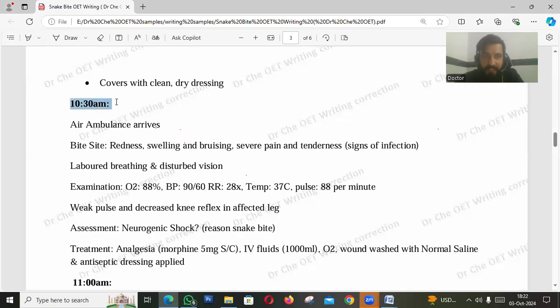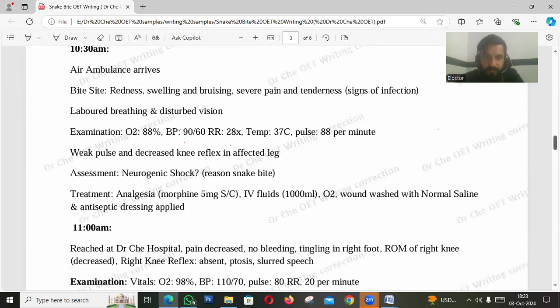Okay, at 10:30 in the morning, after half an hour, the air ambulance arrived, and at the bite site there was redness, swelling, bruising, severe pain and tenderness, signs of infection. The patient was having labored breathing and disturbed vision, and her examination showed saturation, blood pressure, temperature, and pulse. There was a weak pulse and a decreased knee reflex on the infected leg side.